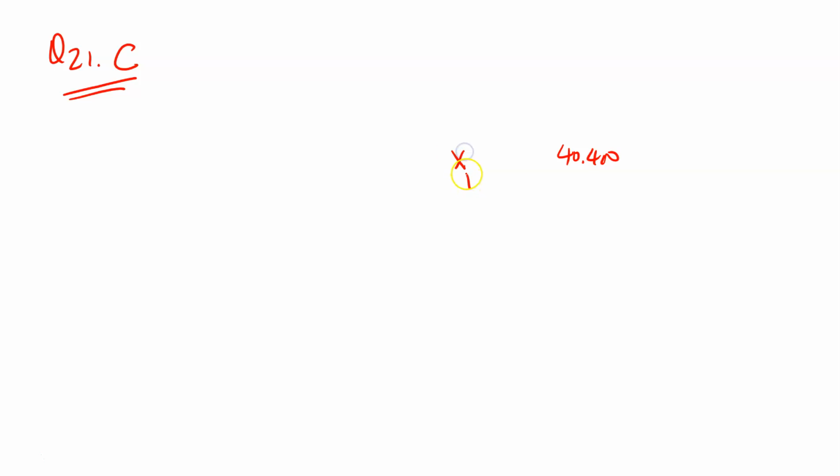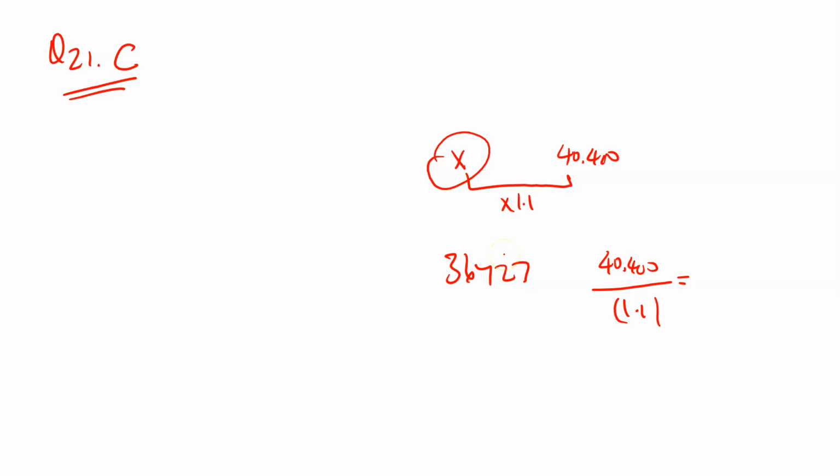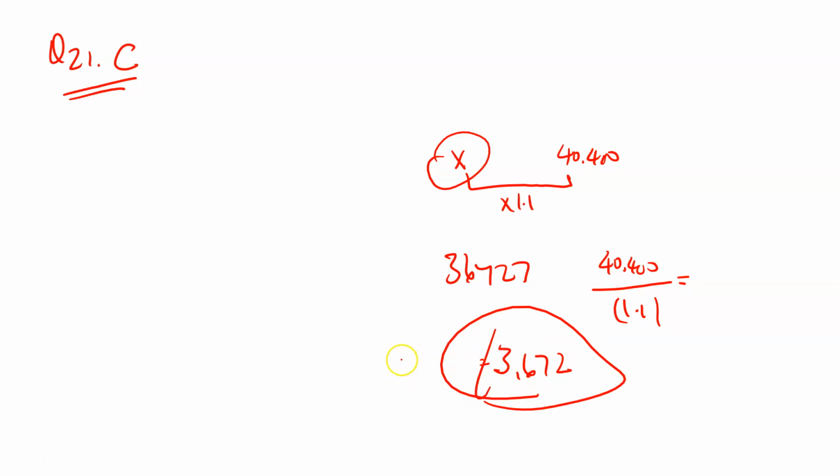The question is, what was it last year? So it was whatever it was, and it increased by 10%. So I'm multiplying by 1.1 to get this. So that means it was 40,400 divided by 1.1, which gives me 36,727 last year. So that means, therefore, that we have seen an increase in costs of 3,672. In effect, that's what's happened.